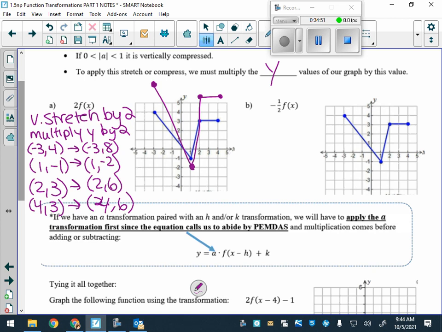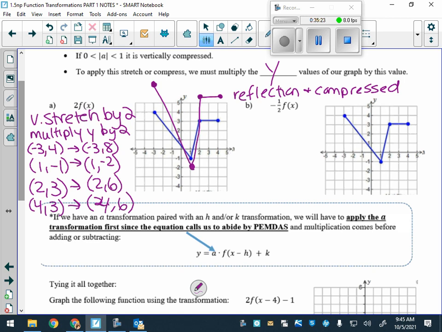Now if you look at B, what's happening? There's two things. A reflection and a compression, both vertically. So, since these are both happening to y at the same time, you can multiply your y values by just -1/2. You don't have to do it separately. You can multiply by -1/2.